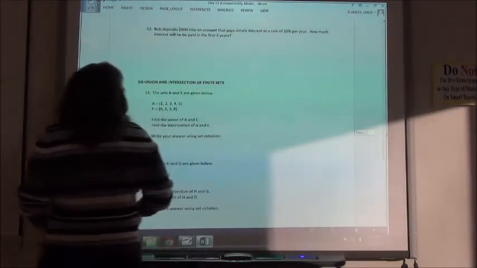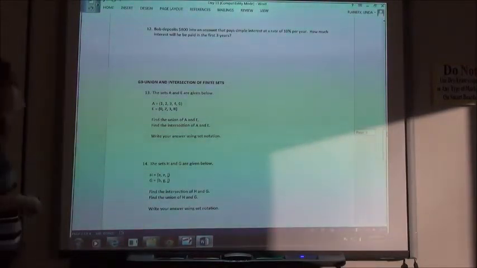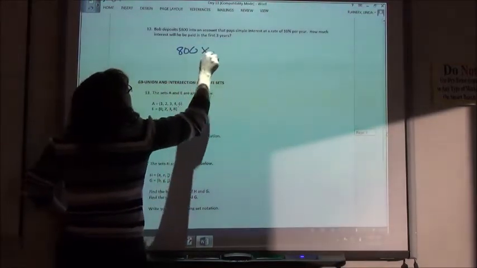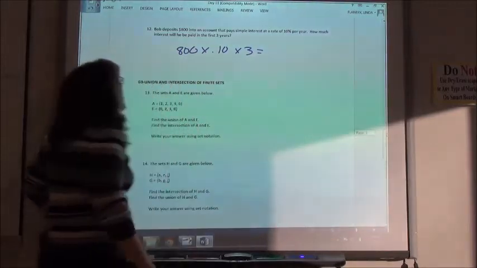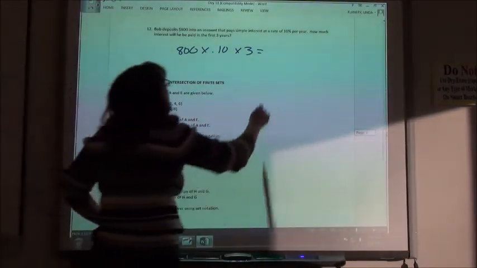So number 12, Bob deposits $800 into an account that pays simple interest at a rate of 10% per year. How much interest will he be paid in the first 3 years? So on your calculator, you're going to do what? 800 times 10%, 0.10 times 3. If I multiply that out, I get 240.